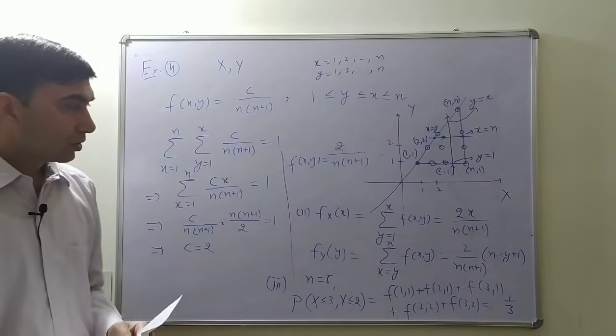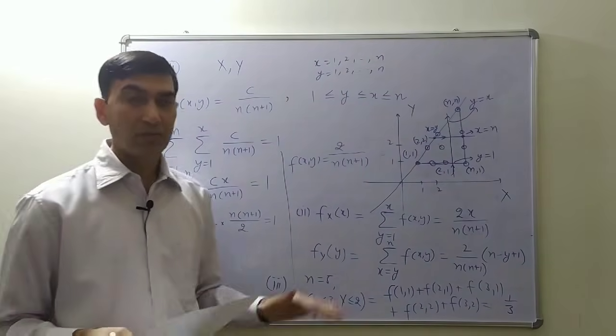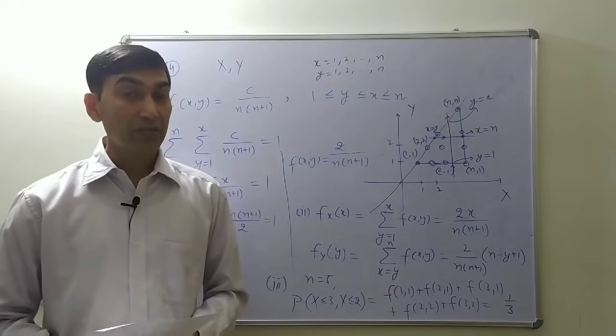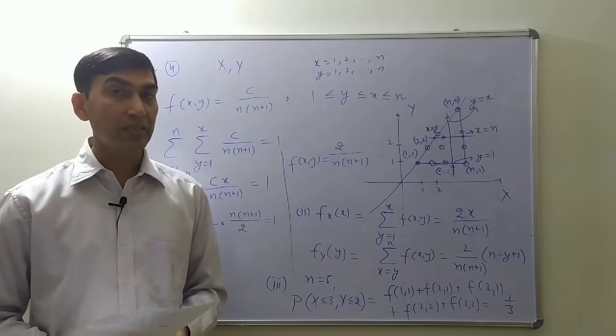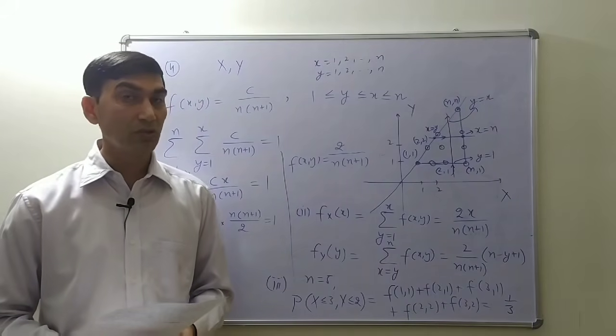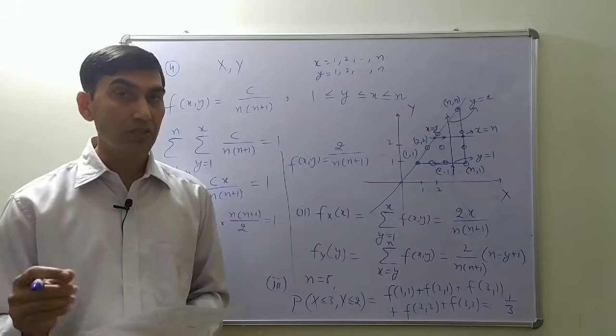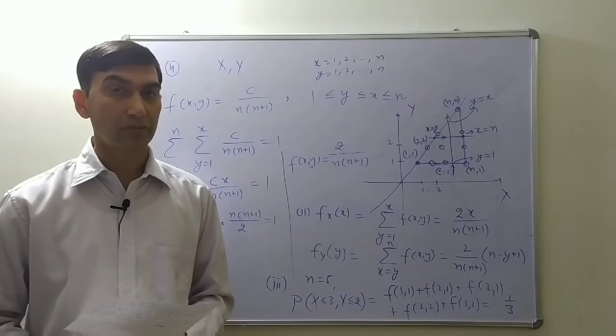Okay. So up to this I have covered bivariate discrete random variables. Next time when we meet, we will do the case of joint continuous random variables. Okay.